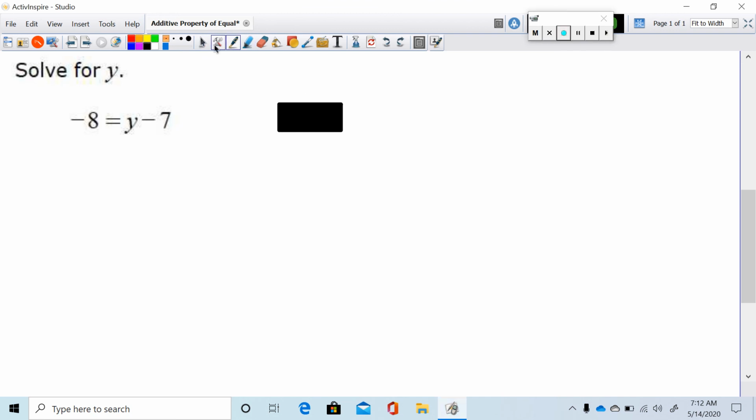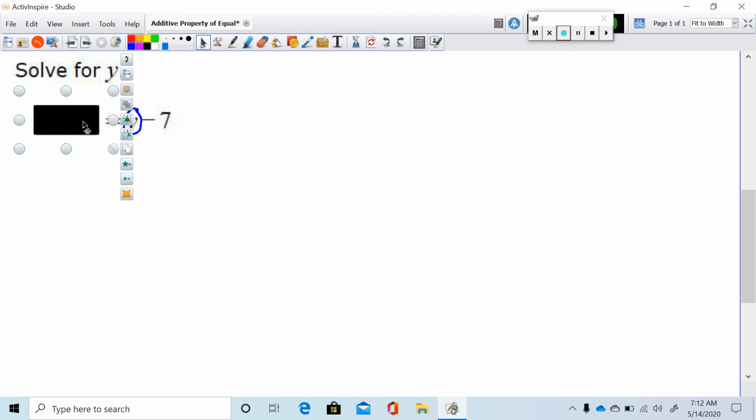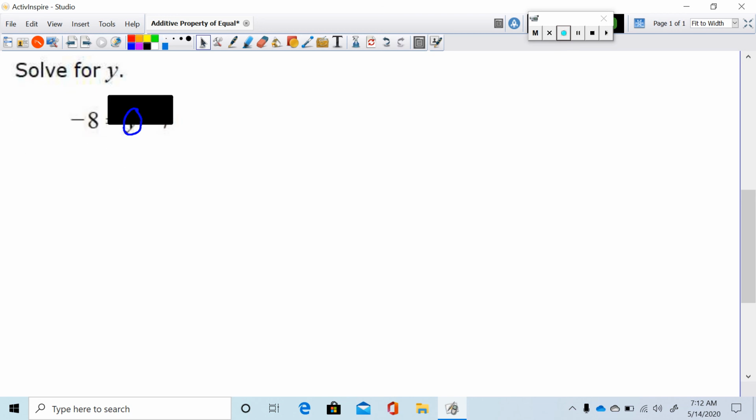Okay, the next one we are solving for y. So remember, we want to get rid of everything that's on the same side as that. So we want to get rid of subtracting 7. So the opposite of subtracting 7 is adding 7. So I have to add 7 on each side.